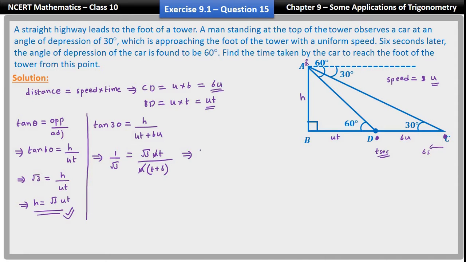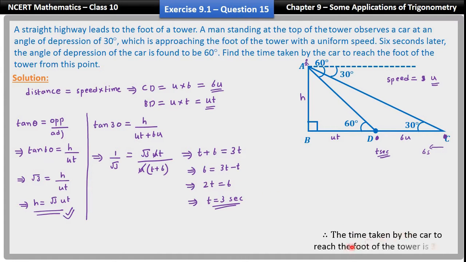So if I cross multiply, I'll get t plus 6 is equal to root 3 into root 3 t, which is 3t. That implies 6 is equal to 3t minus t. So that is nothing but 2t is equal to 6, or t is equal to 3 seconds. So that's it. We found the time required for it to reach the foot of the tower, that is 3 seconds, because we assumed t to be the time taken for it to travel from D to B. Therefore, the time taken by the car to reach the foot of the tower from this point is 3 seconds.